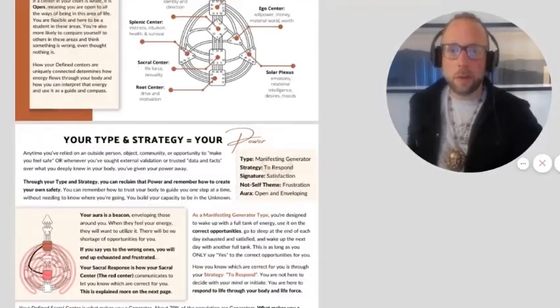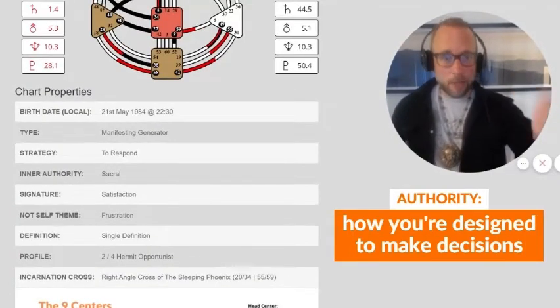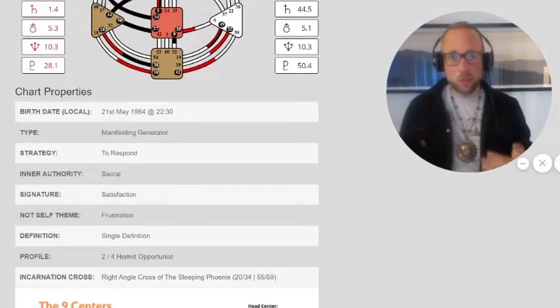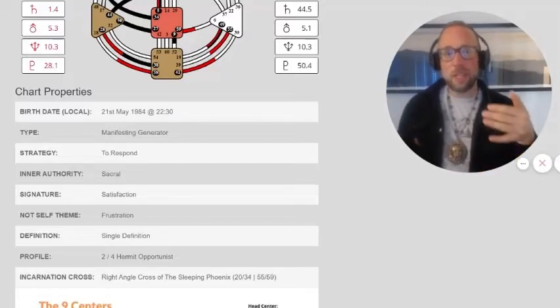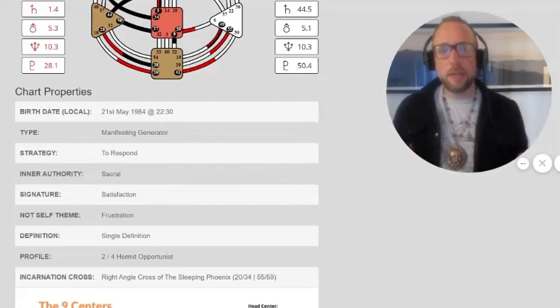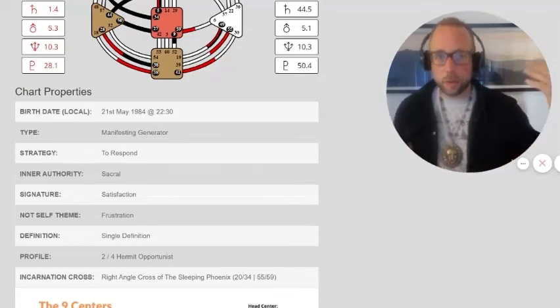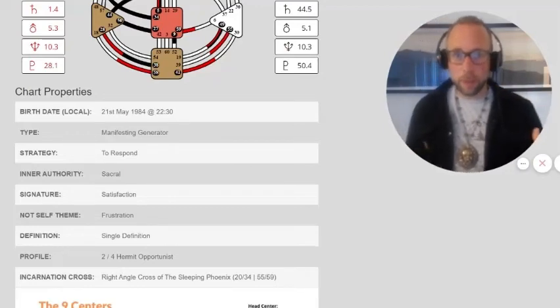So your authority is how you're designed to make decisions. And so when, as a projector, an invitation comes your way, you can trust in your inner authority, not your mind, to guide you to whether that opportunity or relationship or invitation to give your wisdom is correct for you.